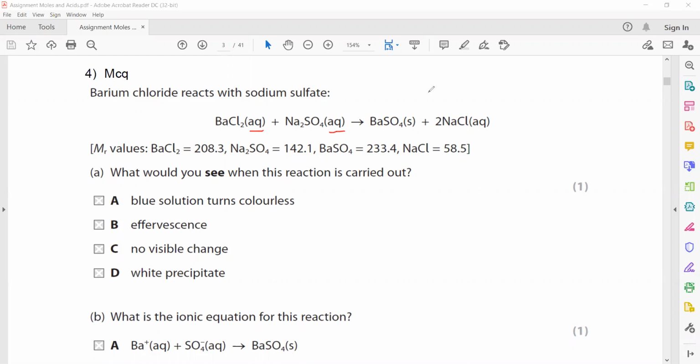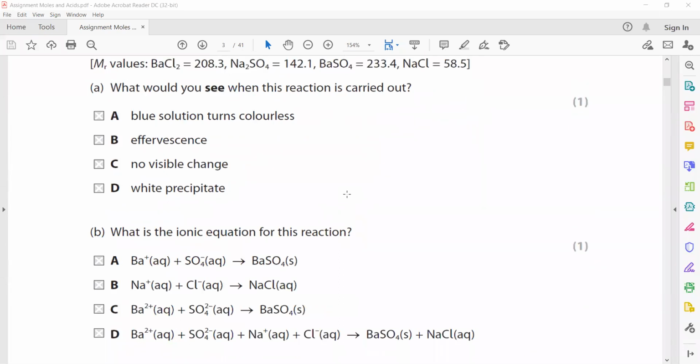A blue solution forms? A blue solution does not form because there is no transition element. Effervescence? Not effervescence, because there is no gas given off. No visible change? There is a visible change. Why? Because when we mix two solutions, a solid is formed, and that is a white precipitate. That's why D is the right answer.